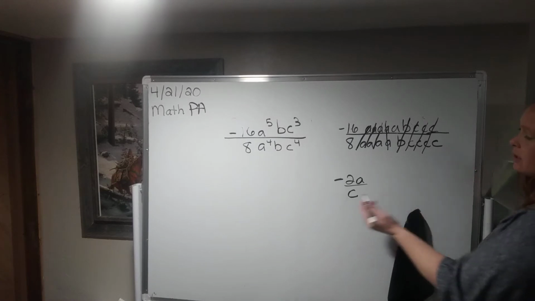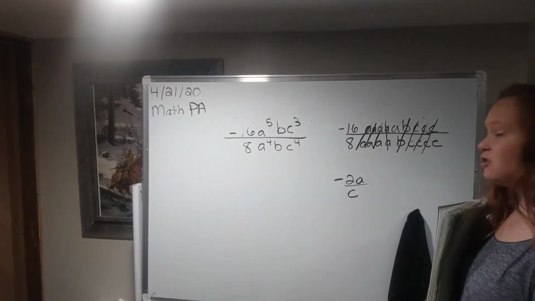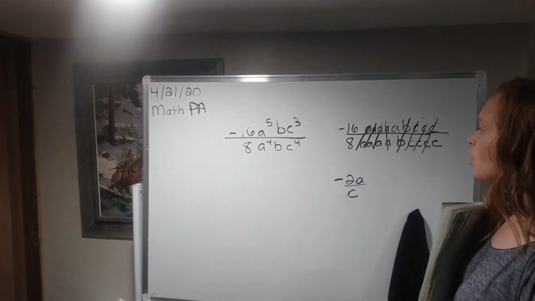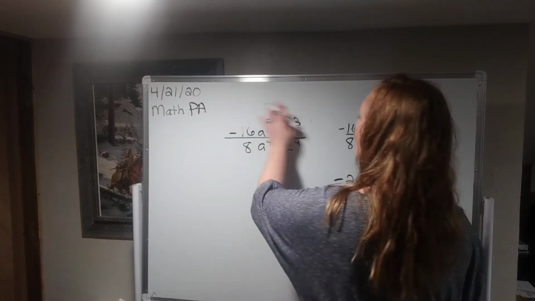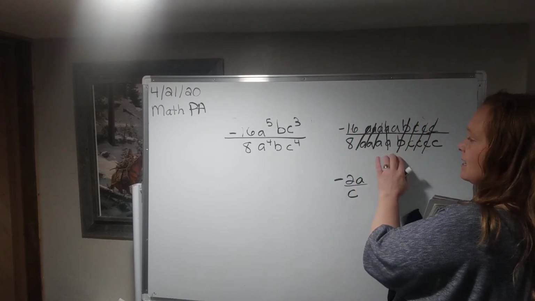So my answer is negative 2A over C. Okay, that's interesting, isn't it? Well, let's see what would have happened. Let's go back and look at it if we wouldn't have expanded it and done it this way.